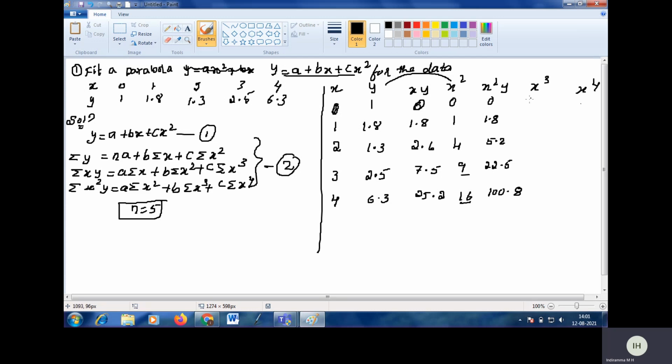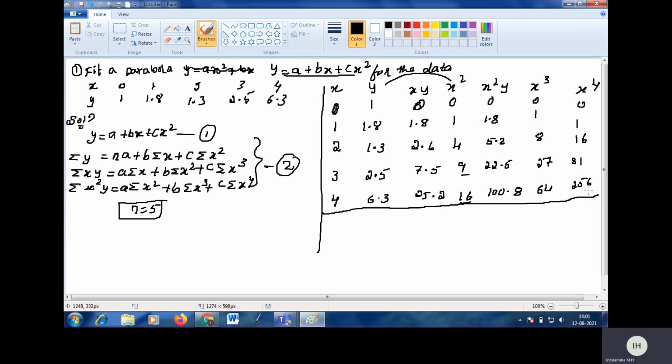Right. So next we have to calculate x cube. X cube means we have to cube the first column. 0 cube is 0, 1 cube is 1, 2 cube is 8, 3 cube is 27, 4 cube is 64. Next, x to the power of 4, the 4th power of the first column: 0, 1, 2 power 4 is 16, 3 power 4 is 81, 4 power 4 is 256. Now the table is completed.